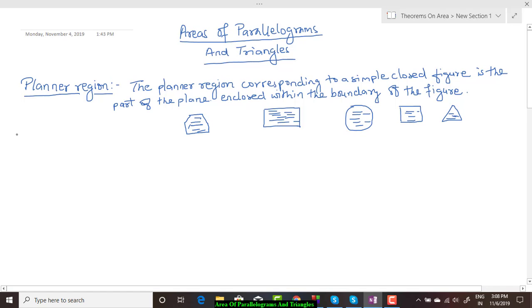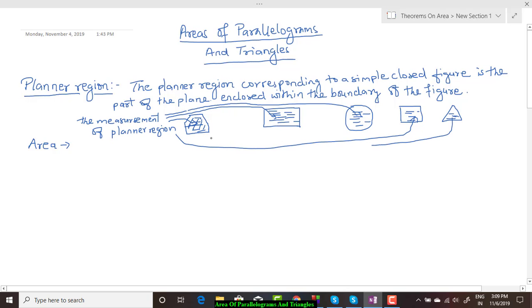So let's move to the next concept. People always ask something called area. What is an area? Right? So area is basically the measurement of the planar region. It may be of this one also, it may be of this area also, it may be of this area also, it may be of any area, right? So the measurement of any planar region is called its area, right?